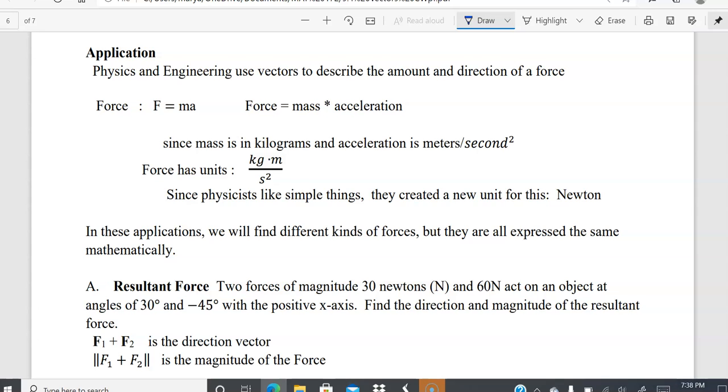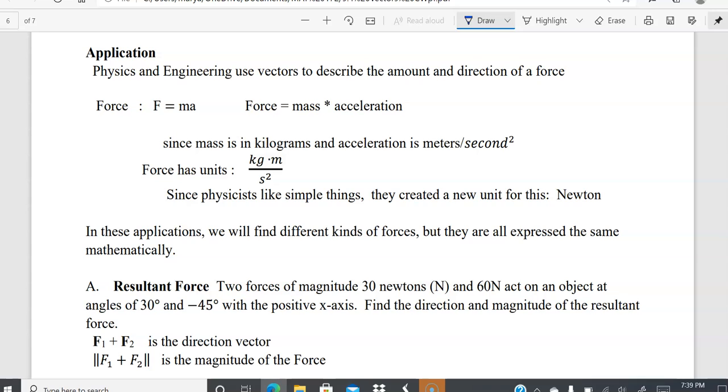This is the last part of the notes for section 9.4 on vectors. These are the application problems. In these applications, we're dealing with forces, but this is a very simplified view of forces. It really gets rather complex.